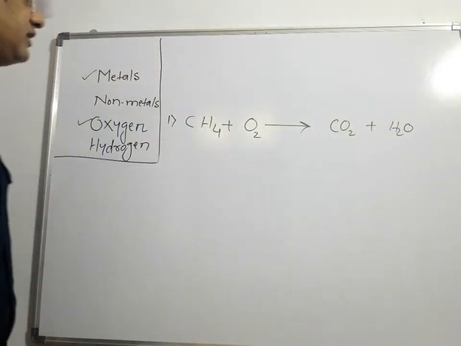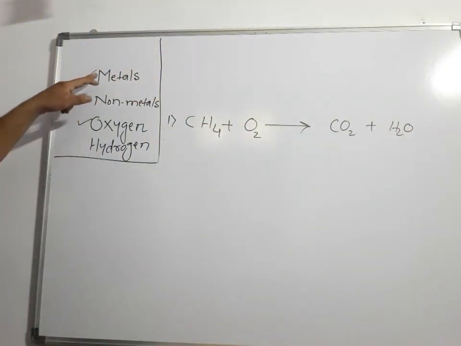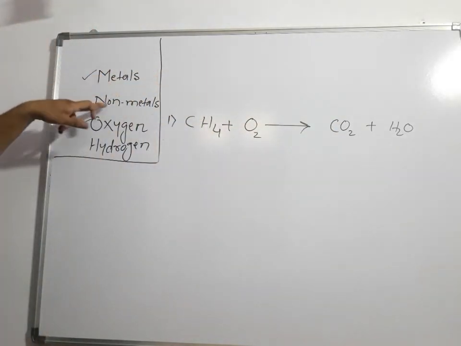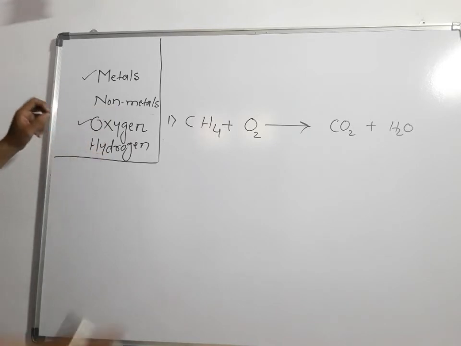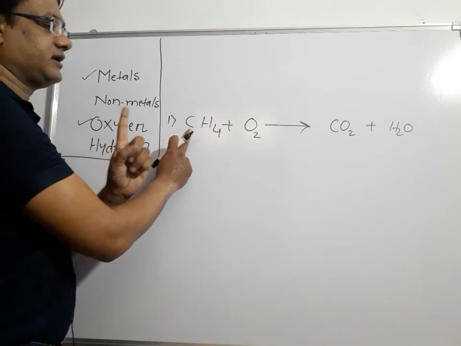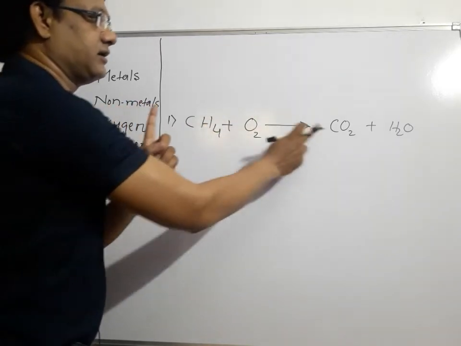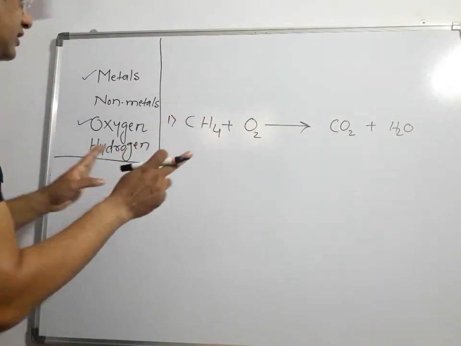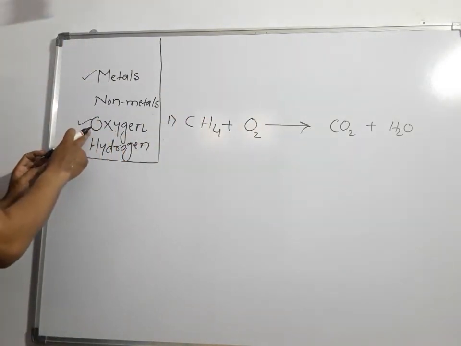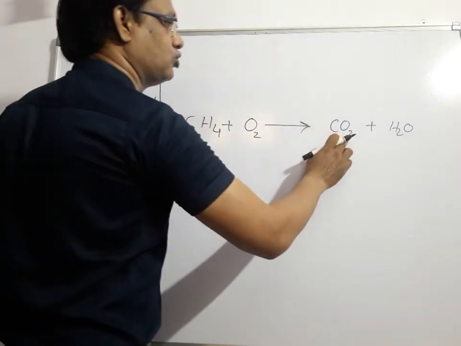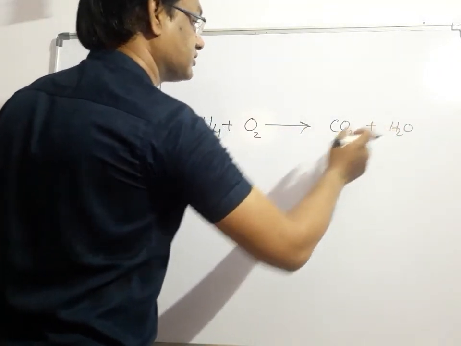Now we'll balance this one according to this trick. Here no metal is present, so we'll skip this point. Then non-metal, we have to balance the non-metal except oxygen and hydrogen. So the non-metal except hydrogen and oxygen is carbon. So how many carbons are present? On left hand side 1, on right hand side 1. So it is balanced. So no need to balance this one. Now what will we balance? Oxygen. Okay. So how many oxygens are here? 2, and here 2 plus 1, 3 oxygen is there.